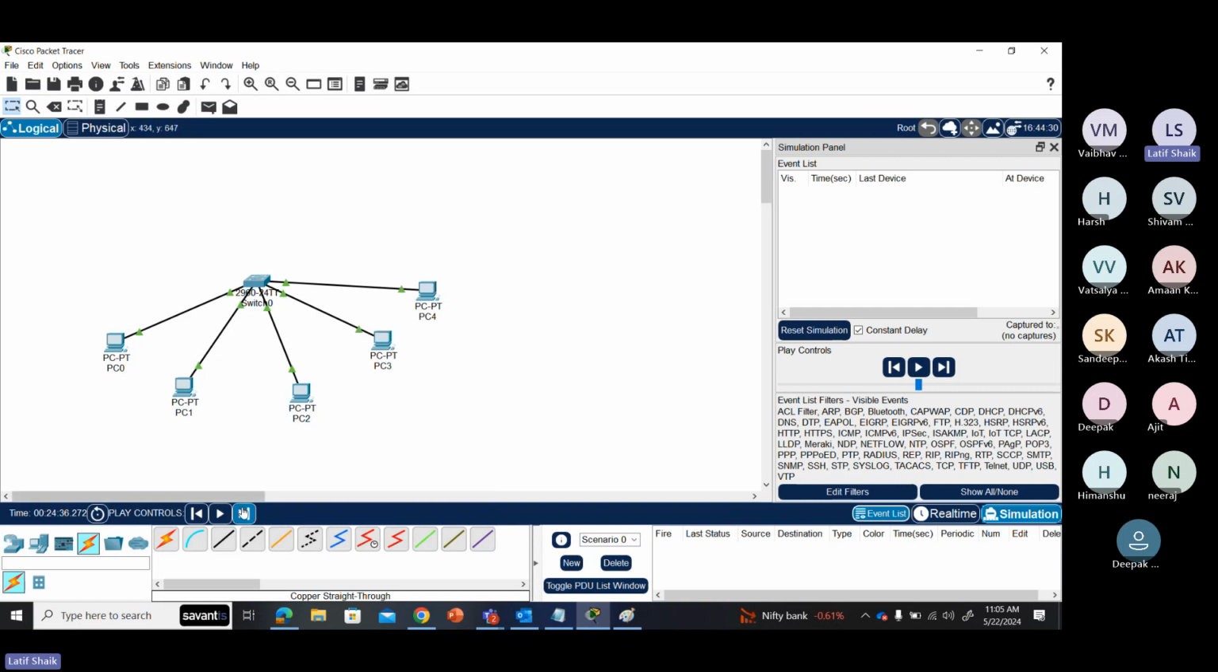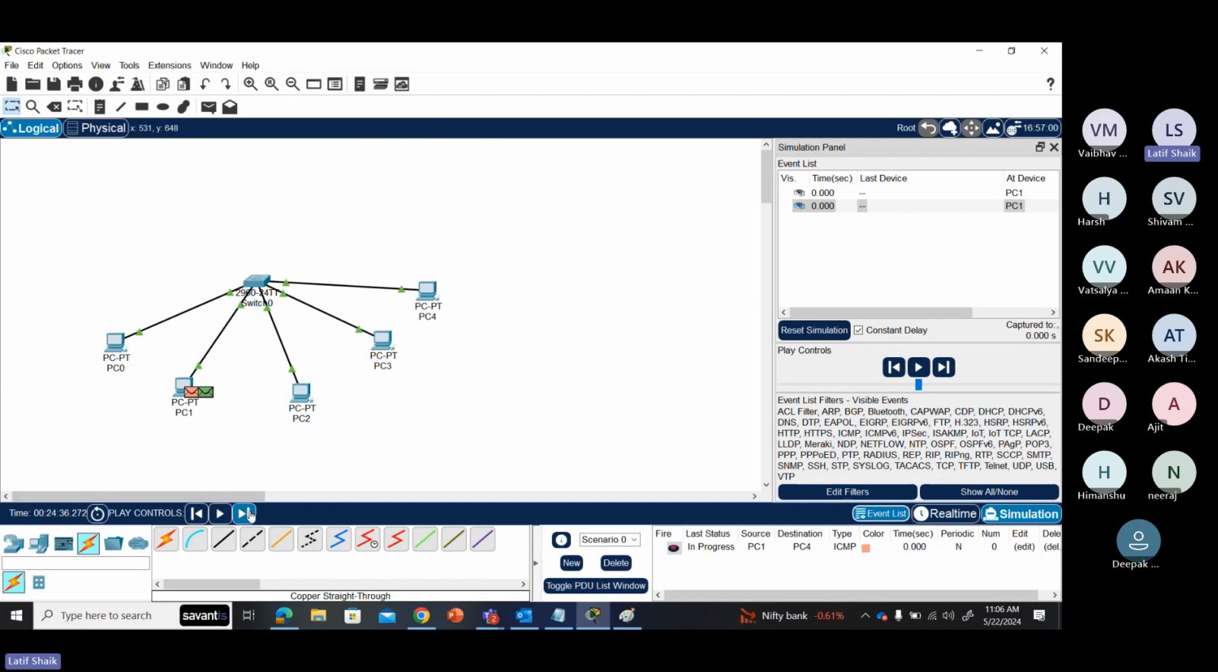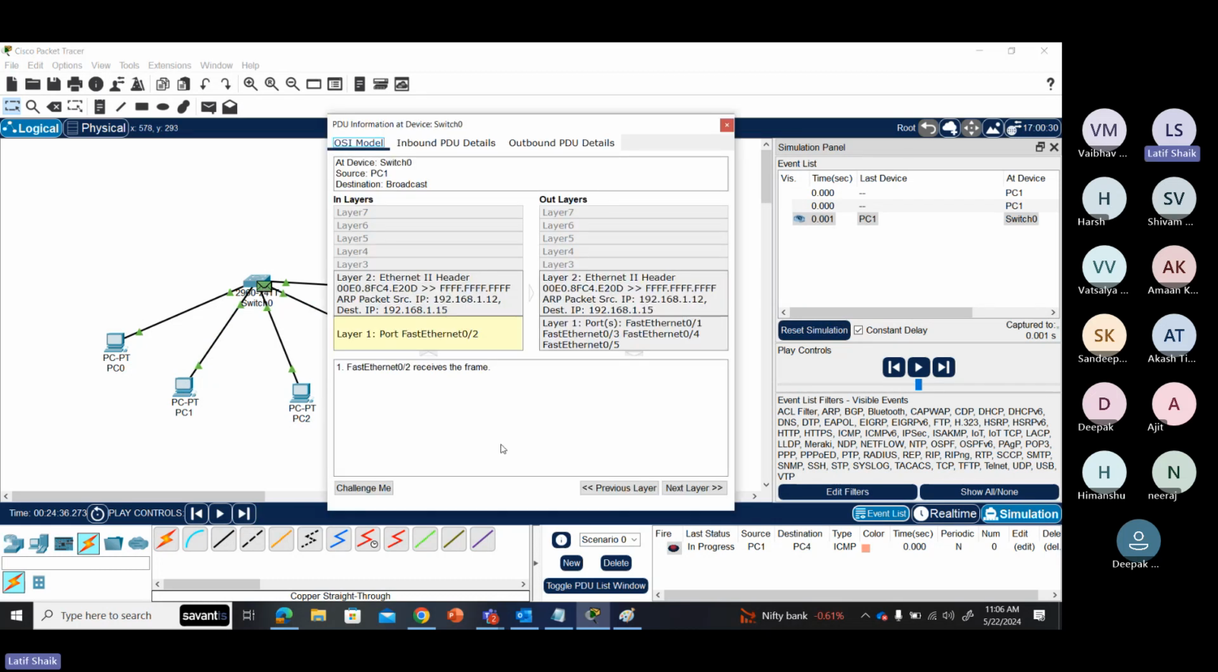Now it is green. I will try once from here to here. Now two packets, can you see? Here it is, the source IP and destination IP address are there, but it is not showing any layer 2 information, only the layer 3 addresses. That is the first step I'm doing. The packet went to the switch.